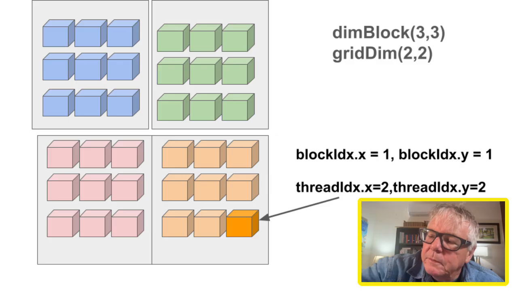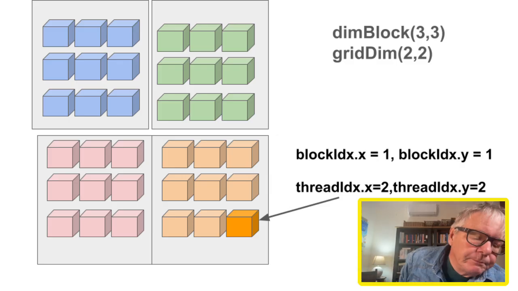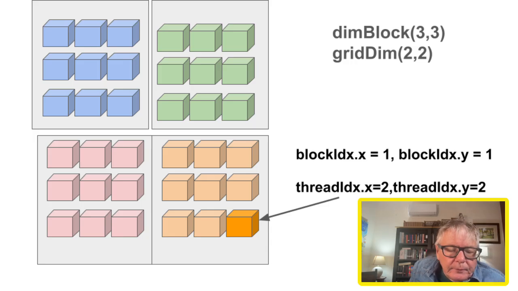Okay, looking at this diagram, there are two items used to describe the blocks and threads. We have a block dimension of 3 by 3 and a grid dimension of 2 by 2. In other words, each block is the blue, green, pink, and orange blocks. And remember the hierarchy: the grid contains blocks, which contain threads. So we have block dim 3 3 and grid dim 2 2.